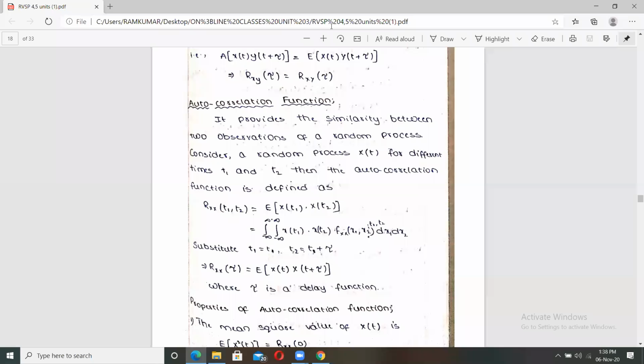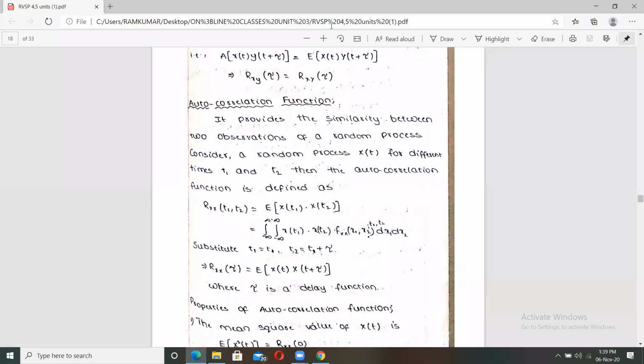Autocorrelation function and its properties. You all know about the autocorrelation function, which is used to provide the similarities between two observations of a random process. That means in a random process x of t, if you compare the properties at two time instants like t1 and t2, then it is called autocorrelation function.